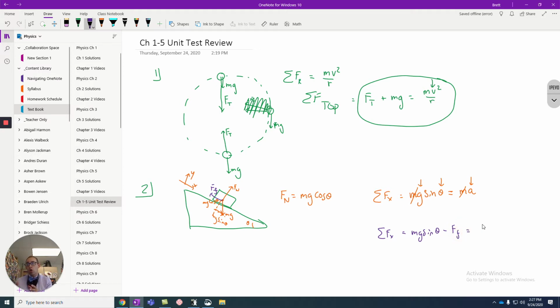Now, this could equal 0. These could be balancing forces. We don't know. It's also possible that it goes down the hill, still accelerating down the hill. So we're going to say that this equals ma.